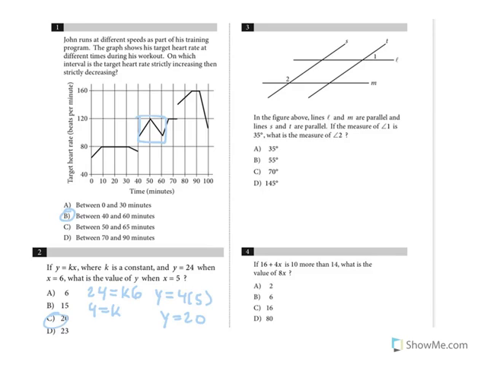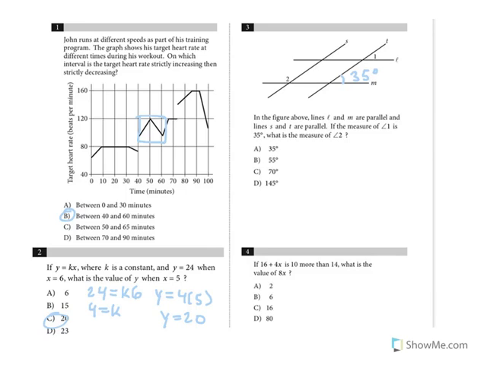In the figure above, lines L and M are parallel, and lines S and T are parallel. If the measure of angle 1 is 35 degrees, what is the measure of angle 2? Here we need to know our geometry: parallel lines cut by a transversal, which angles are congruent, and the other relationships there. Since angle 1 is 35 degrees, we know that this angle right here is congruent to angle 1, so that one is also 35 degrees. That's lines L and M with T as the transversal.